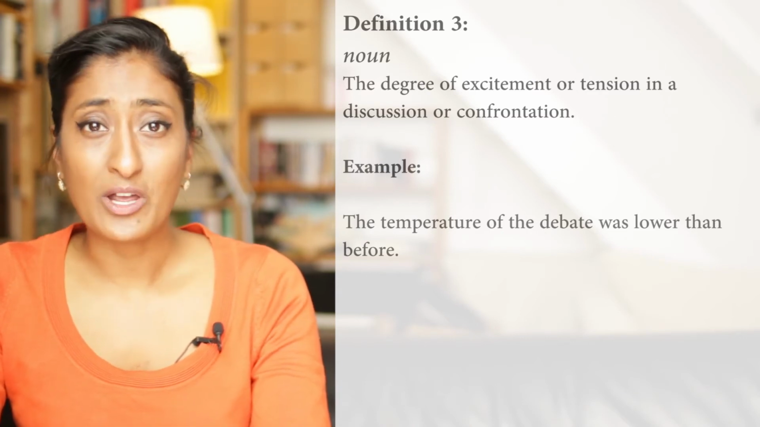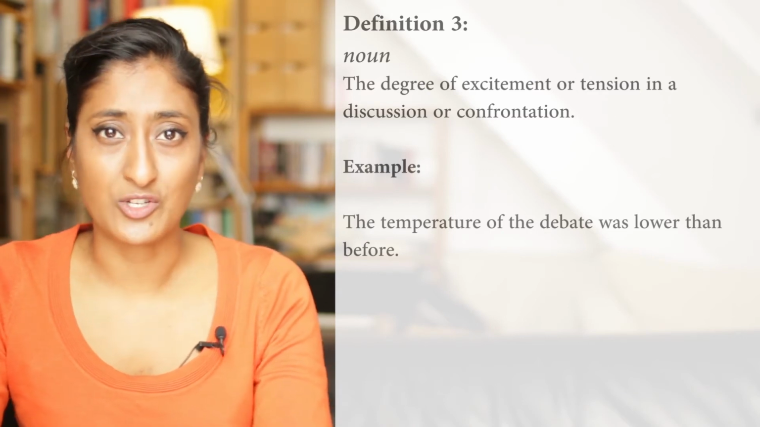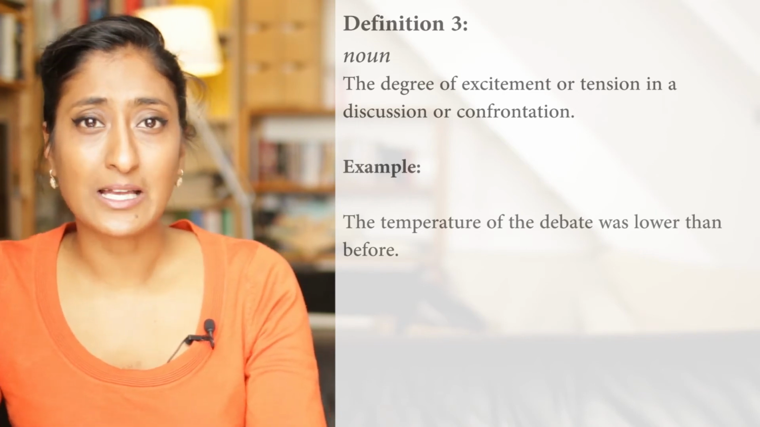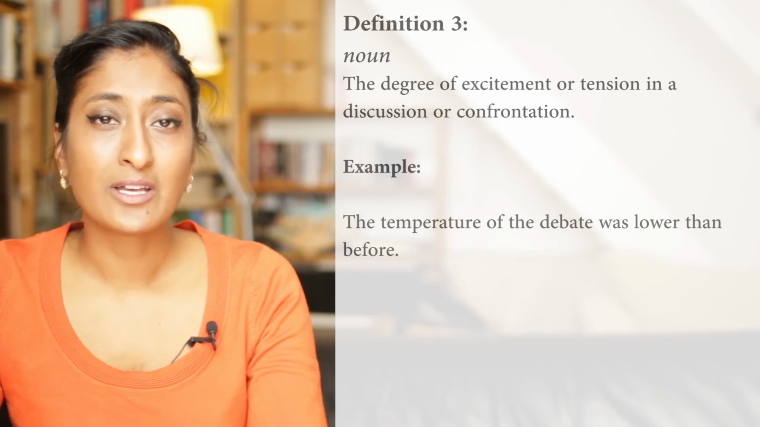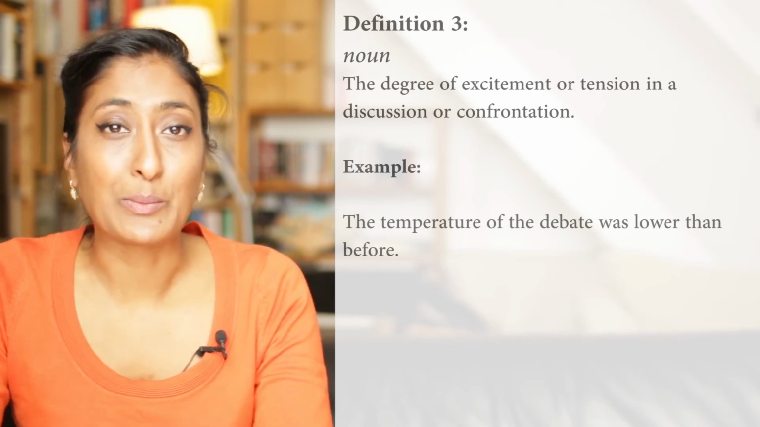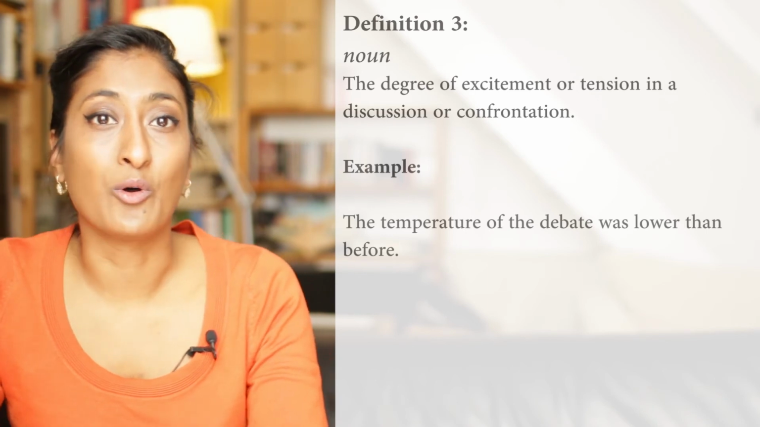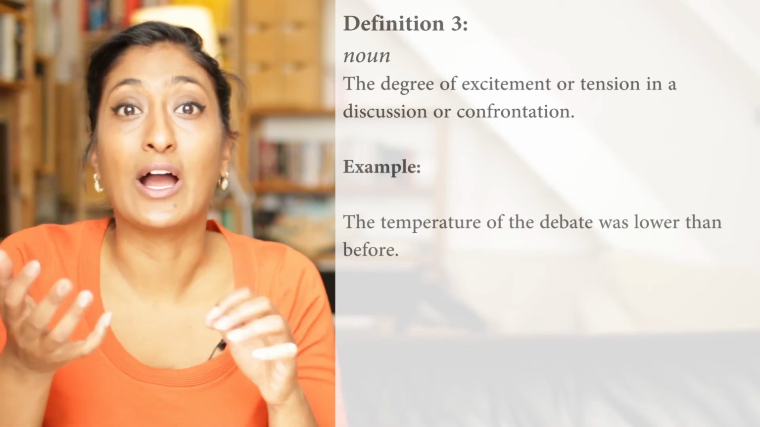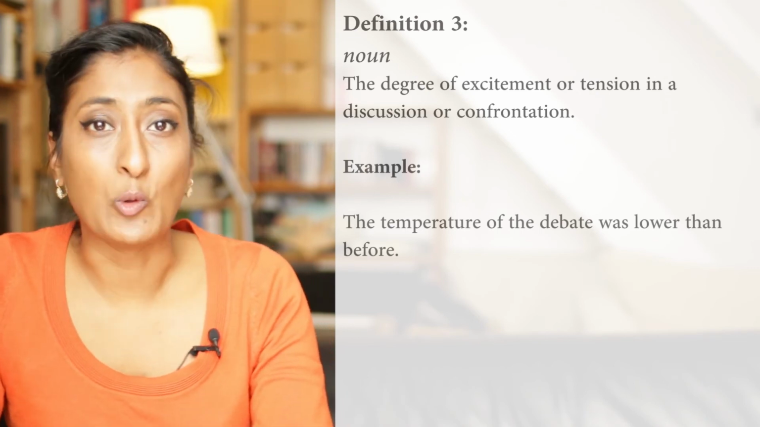So before, where you had a really heated discussion where everybody was getting a bit passionate and a bit riled up, then later it all sort of cooled down, then you're talking about the excitement and the passion in the room in terms of temperature as a way of gauging how hot or how cold the room or people were.